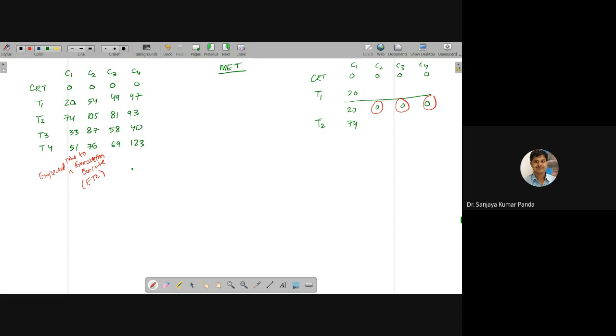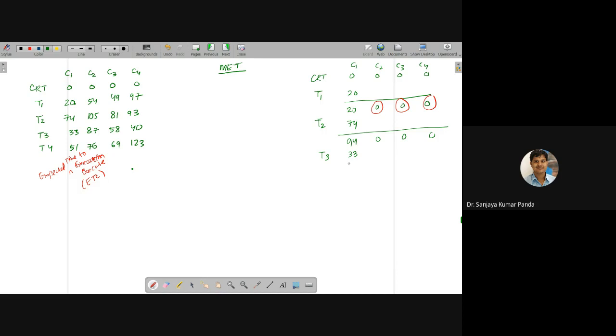In the T2 case, if it is taking 74 units of time, then the ready time is updated to 94, and C2 is 0, C3 is 0, C4 is 0. And in the T3 case, you can see 33, 87, 58, and 40, out of which the minimum one we got in C1. So T3 is assigned to C1, that is 33.